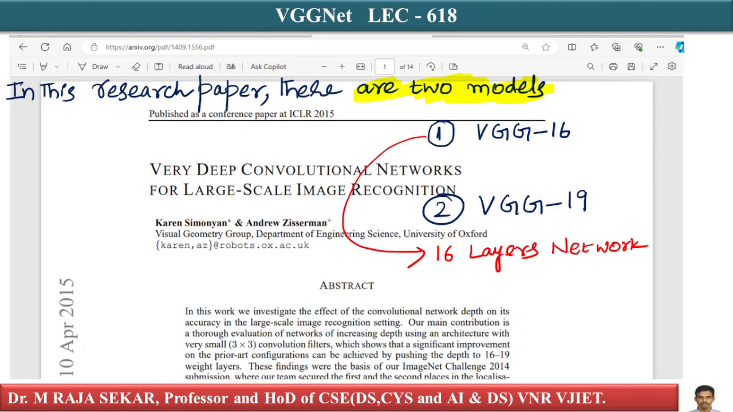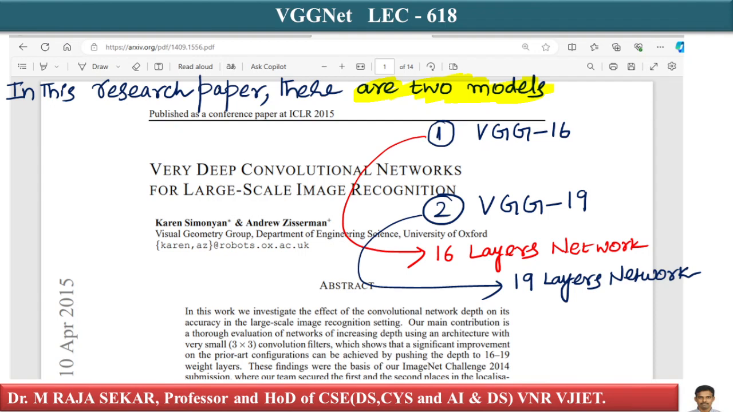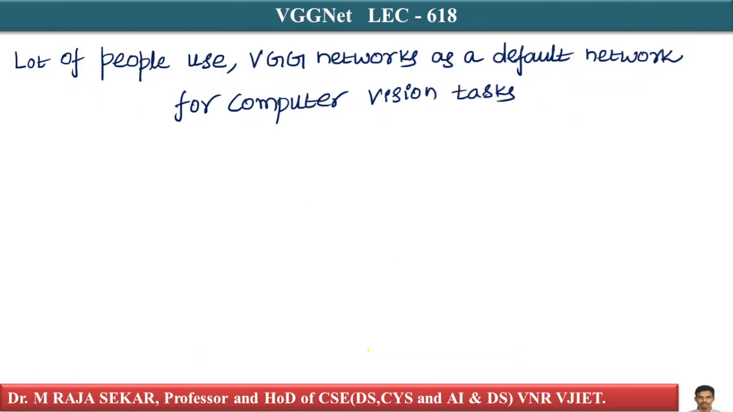But I personally prefer VGG16, primarily because it has fewer layers, and in terms of performance it's not significantly worse than VGG19. But you can use either of them, VGG16 or VGG19. Today a lot of people use VGG networks as a default network when they have to do some form of computer vision task.